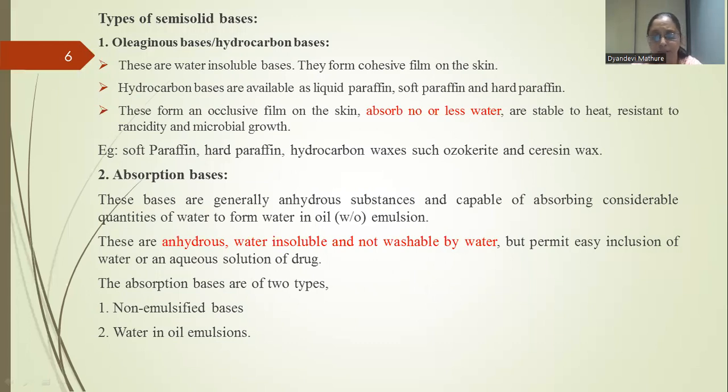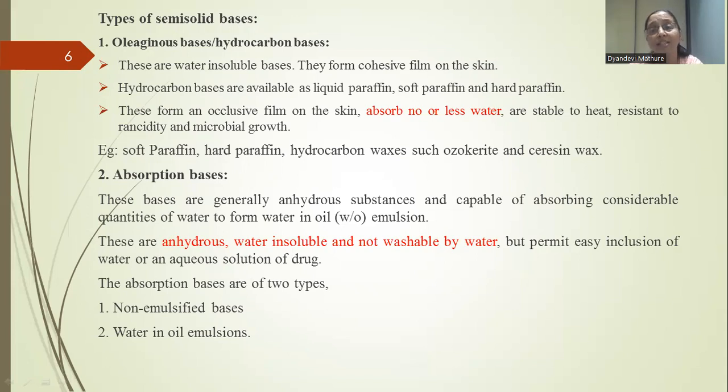We have already discussed this in the classification of ointment. According to ointment bases, there are 4 types: oleaginous base, absorption base, emulsifying base, and water soluble base. So the first type of semi-solid base is oleaginous base. It is also nothing but hydrocarbon base. Very important part is they are water insoluble bases. They are not soluble in water.